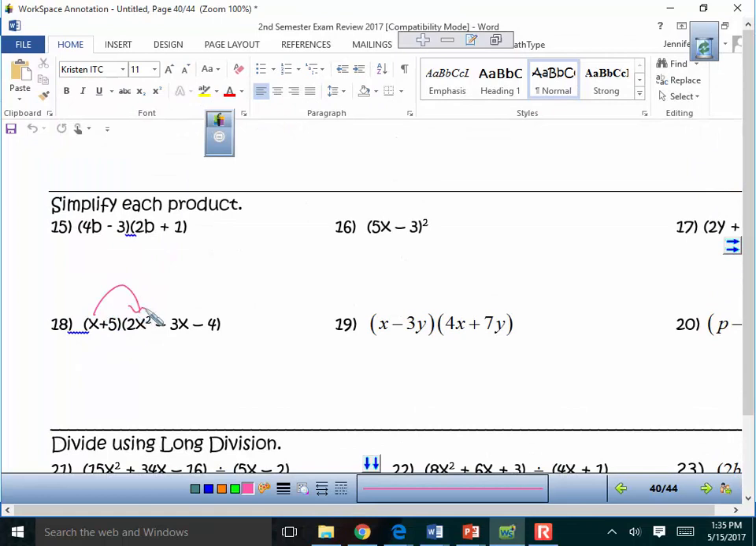So that's 2x cubed. If you have a study guide, Larkin, please turn it in for the quiz you just took.